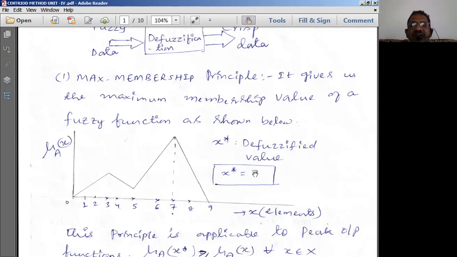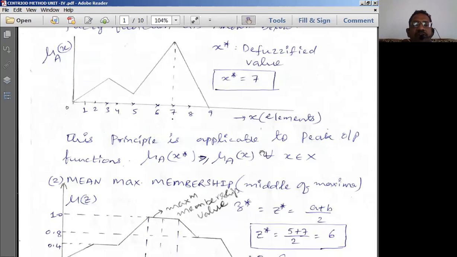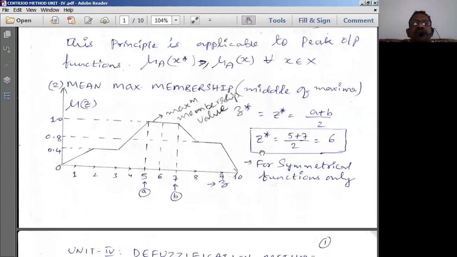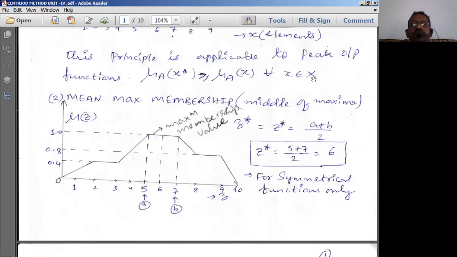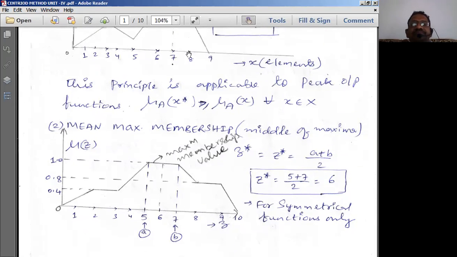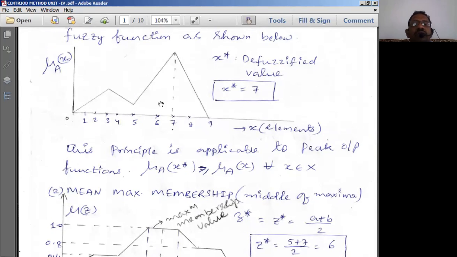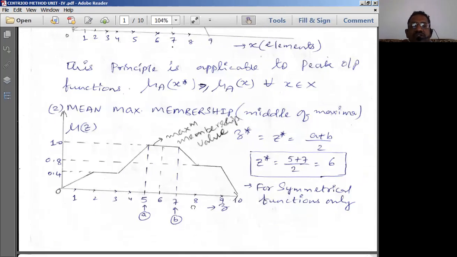So this x star becomes equal to 7, the crisp data, because it is happening at the maximum value. Whichever is the maximum has to be taken. That is called the maximum membership function relationship, governed by the mathematical equation mu a of x star is greater than or equal to mu a of x, for all x belonging to capital X. Whatever membership function you get, it should compulsorily be the maximum value. That is the relationship we have.